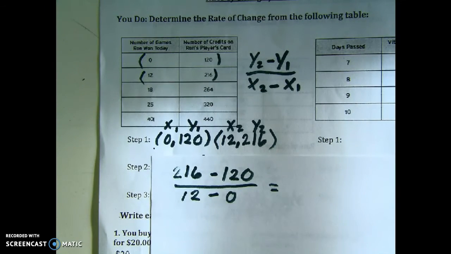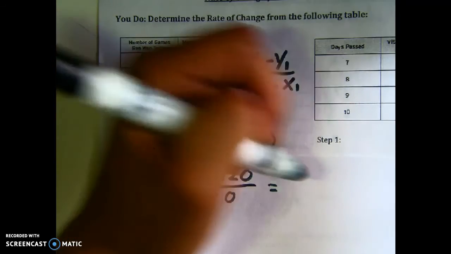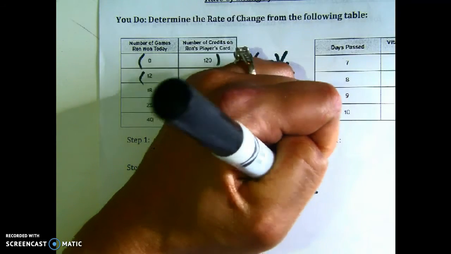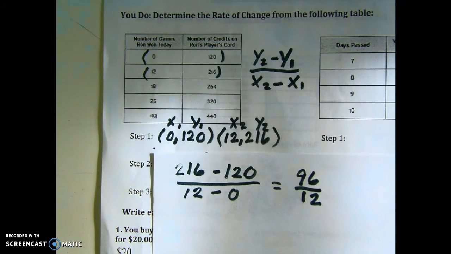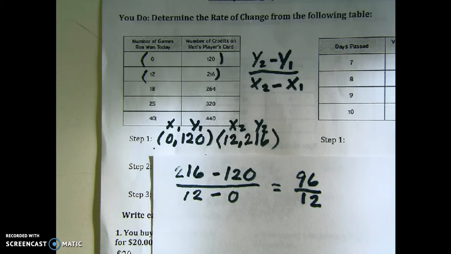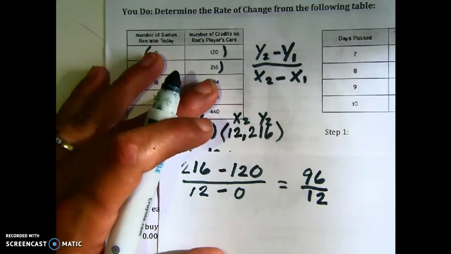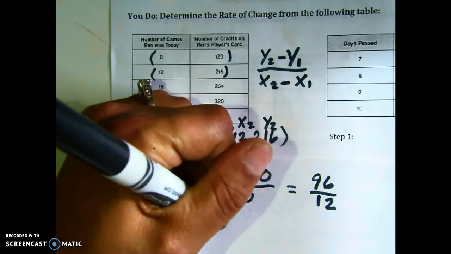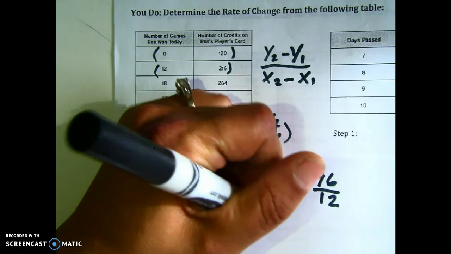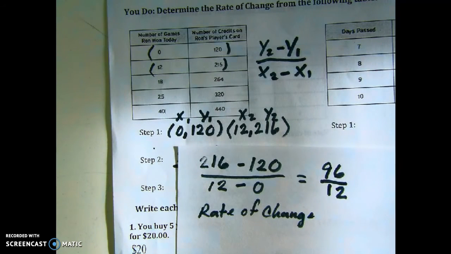If I do the subtraction here, 216 minus 120 is going to give me 96 over 12. That's my step 2. My step 3 is to determine the rate of change. So I have the rate of change here, but the only thing about this is my rate of change can be reduced. You always want to reduce it if you have a factor that goes into it.